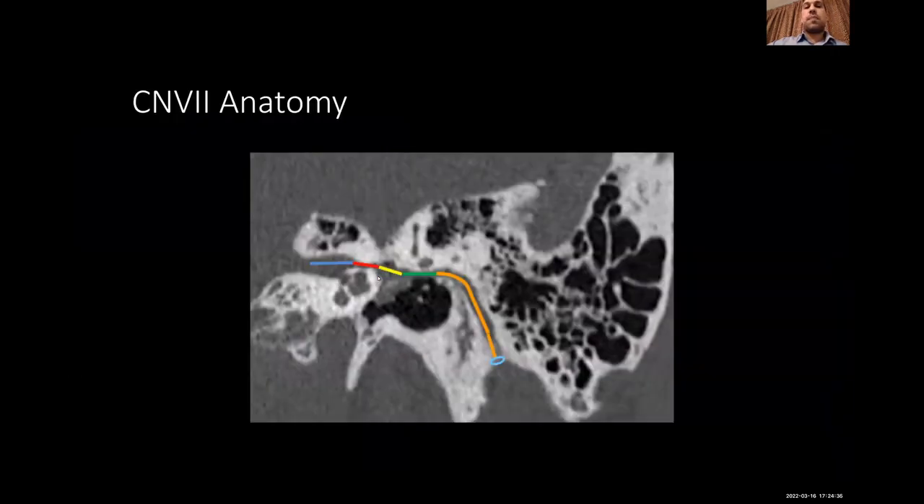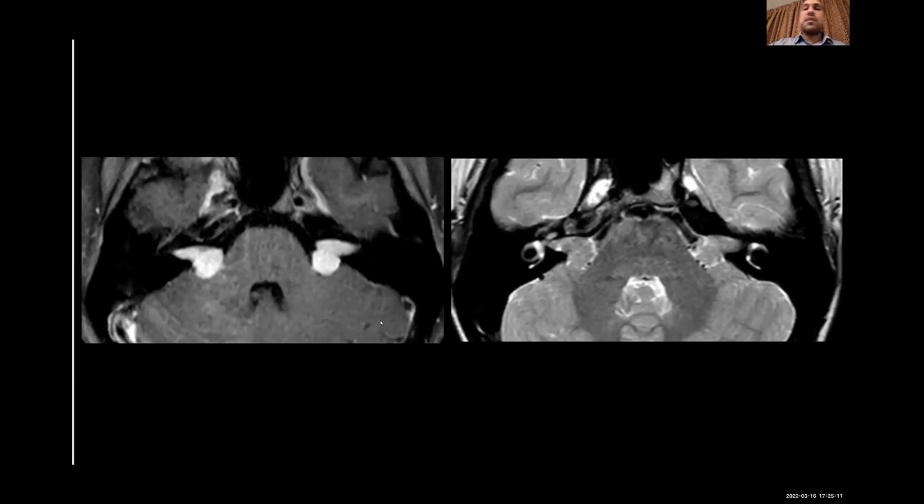Next case, before I start it, I have to give you a hint about the anatomy of the facial nerve. Here it is, the intracranial component, labyrinthine component, geniculate component, tympanic component, mastoid component. Okay, intracranial, labyrinthine, geniculate, tympanic, and the mastoid through the stylomastoid foramen. Okay, so what is the pathology? It is not so difficult.